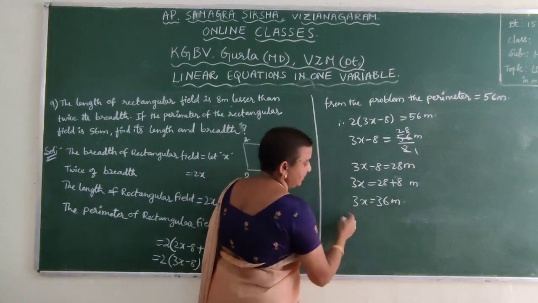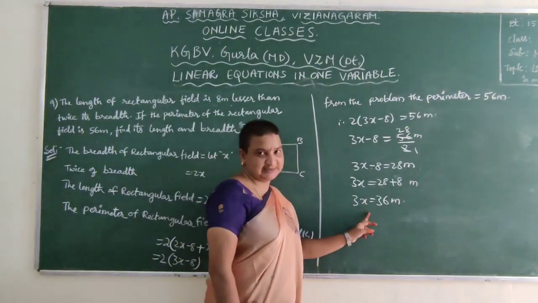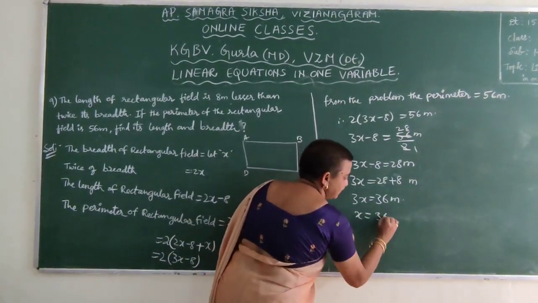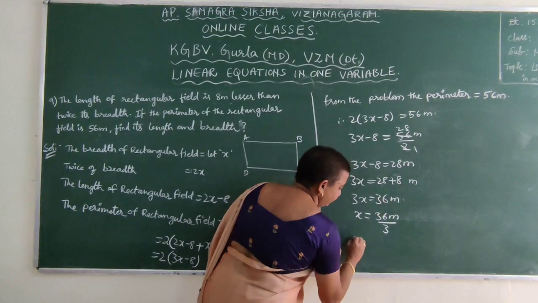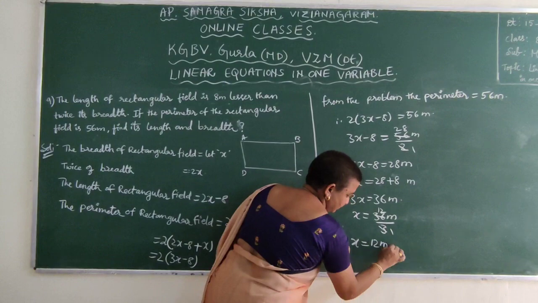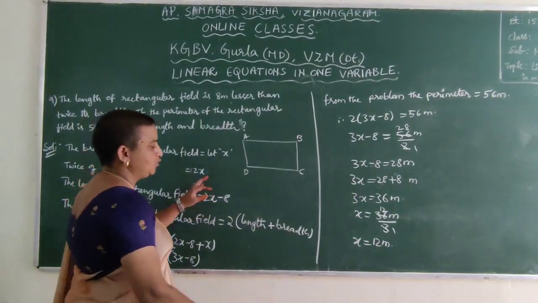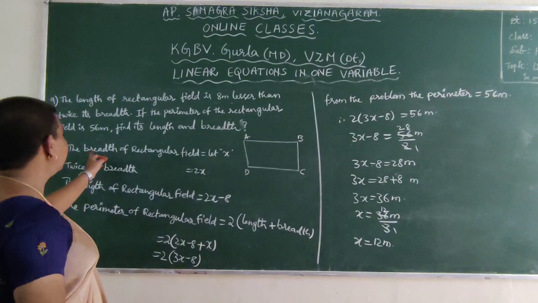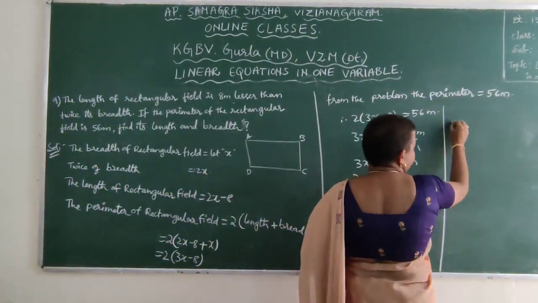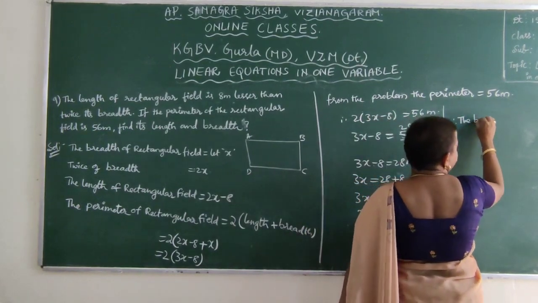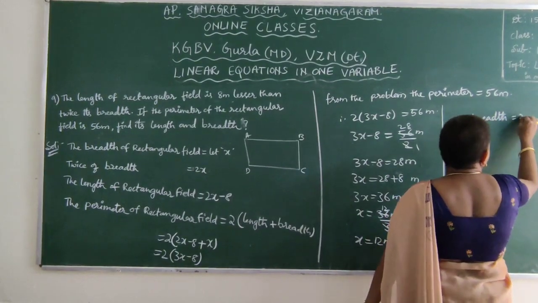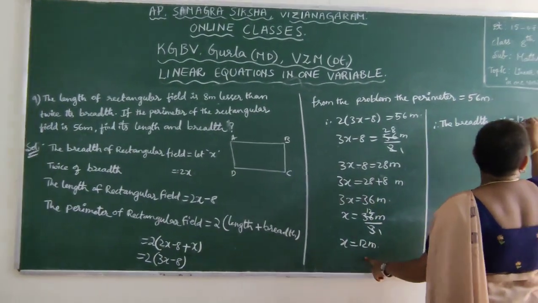Here 3 multiplies the x. So if we transpose it, it becomes the division term. So x is equal to 36 meters by 3. That means 3 ones are 3, 3 twelves are 36, so 12 meters. The value of x is 12. What is x? The breadth of the rectangular field. So therefore, the breadth is equal to x, which is 12 meters.